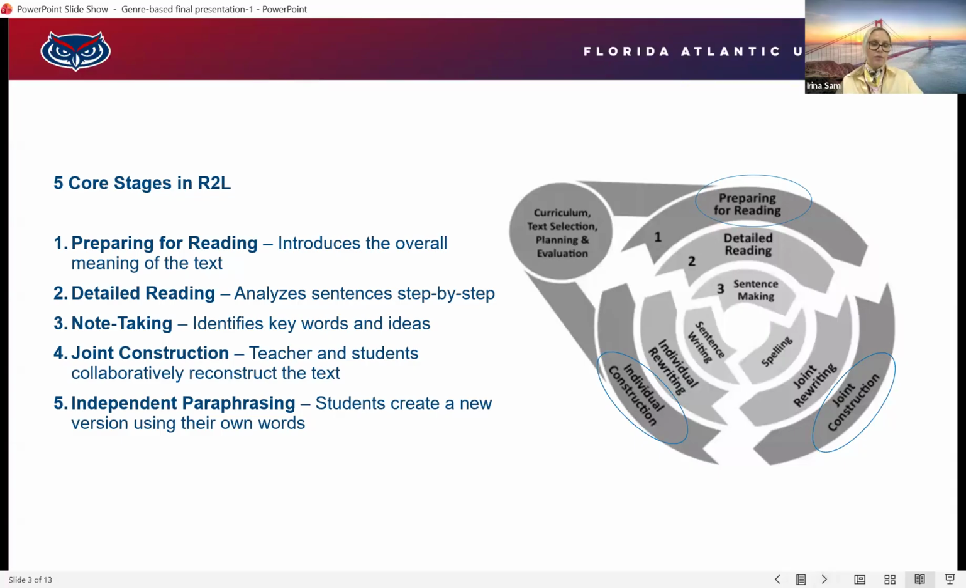The reading to learn approach is organized into 5 main stages. First, preparing for reading, where students are introduced to the overall meaning of the text. Second, detailed reading, which focuses on analyzing sentences step by step. Third step is note-taking, where students identify keywords and ideas. Fourth, joint construction stage, where the class works together to reconstruct the text. And finally, independent paraphrasing or rewriting, where students create their own version using their own words.